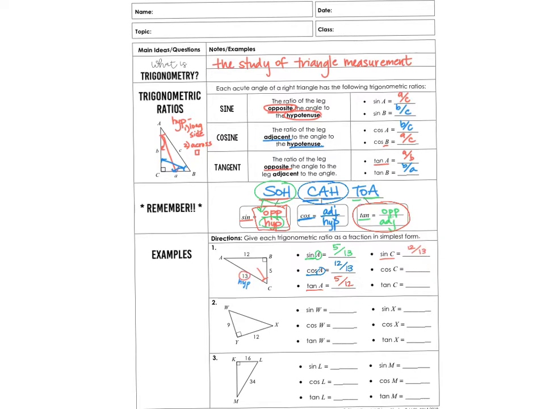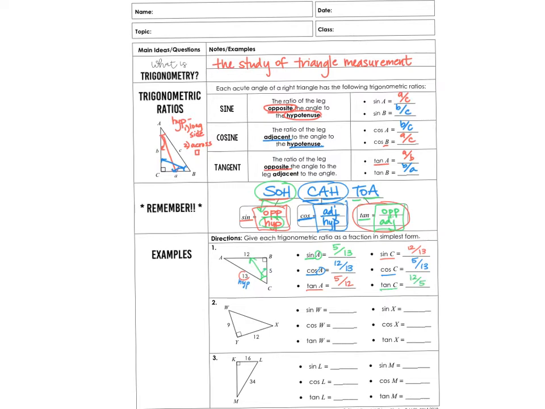Now the cosine of angle C. Cosine of angle C is adjacent over hypotenuse. So adjacent is 5. Hypotenuse again is 13. And then the tangent of C. Tangent is opposite over adjacent. We're still looking at C. Opposite is 12 over adjacent, which is 5.